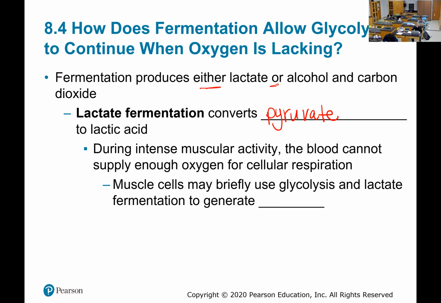It says during intense muscular activity, blood cannot supply enough oxygen for cellular respiration. So you're still getting some oxygen, but some of that pyruvate being produced needs to go somewhere else because there's a limited amount of oxygen when you're really working out or working muscles that aren't used to being worked that hard. So muscle cells may briefly, again, for prolonged periods the muscle cells will die without oxygen, but they can briefly use glycolysis and fermentation to generate a few ATP.